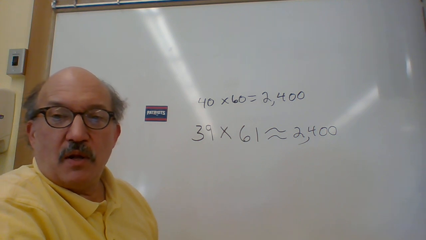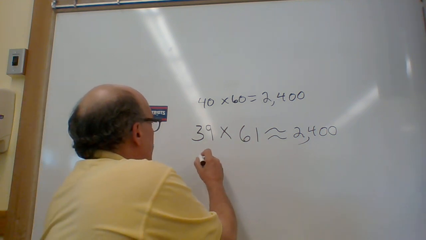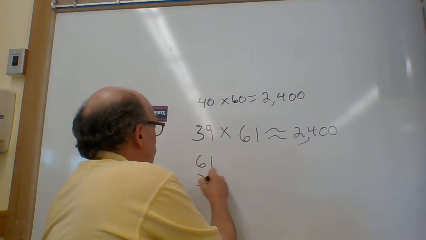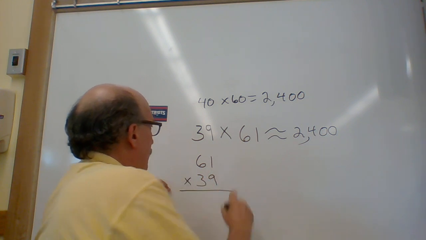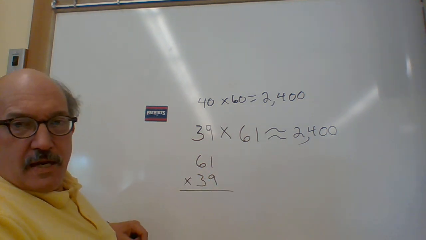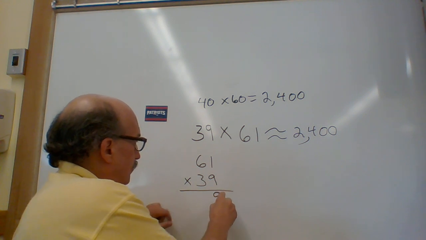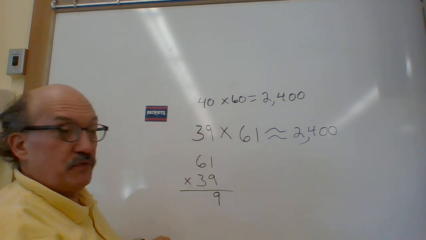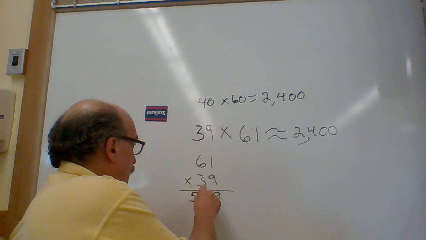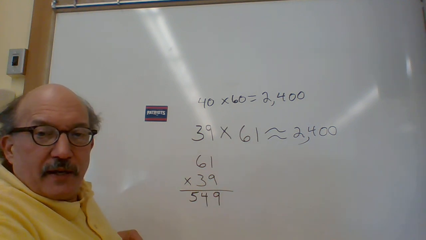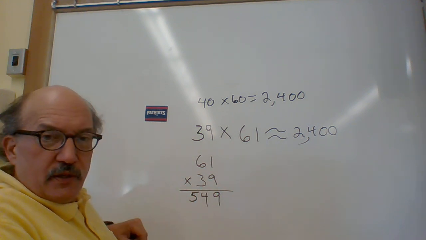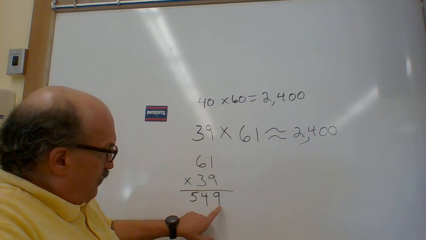Let's do the standard multiplication algorithm. 61 times 39. 9 times 1 is 9. Nothing to carry. 9 times 6 is 54. Now what do we do next? Before moving on to the 3, we have to put a 0 here.